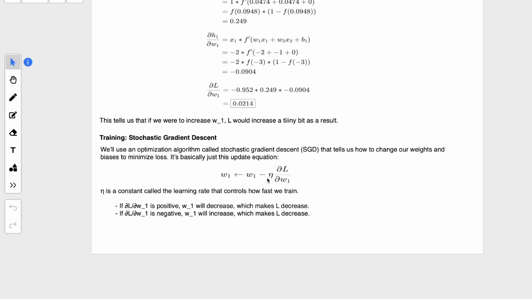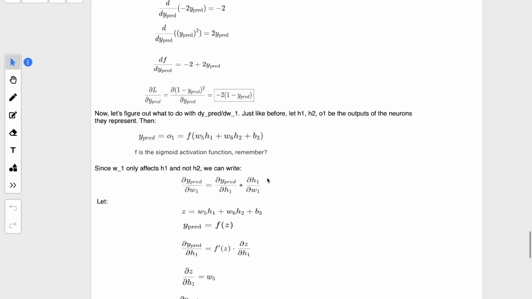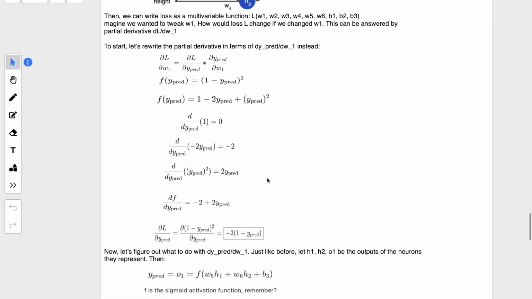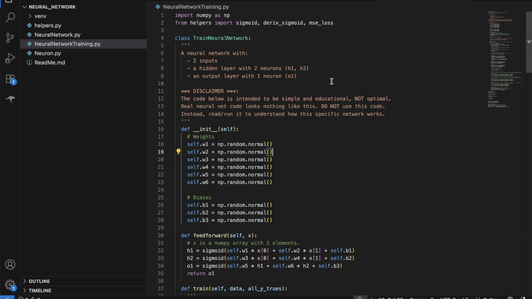That is how we update our weights and biases by passing all the inputs step by step until our loss is minimized as we want, and that is how we train our neural network. Let's see all this in practice. I'll just move up a little bit so that I can compare it with the code. Let's move to the code.